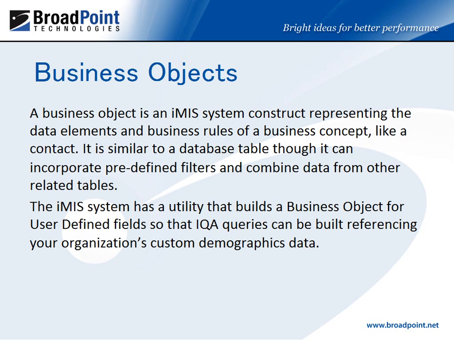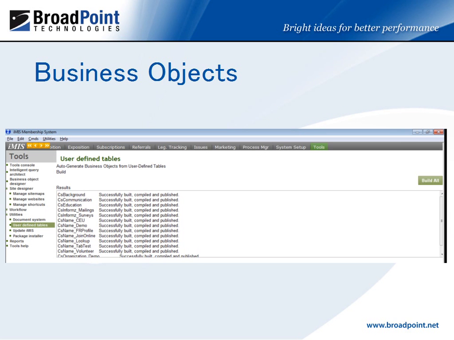Another component to the business objects, and I just pulled a screenshot here of the tool, the utility that's used within the iMIS application. iMIS, of course, has the ability to have a variety of user-defined fields that can be created based upon your particular business organization's requirements. So there is a mechanism that allows for these user-defined tables to be converted, or to have a business object created, so that you can query against your user-defined tables through these business objects. So essentially, through our tools, we select our utilities and user-defined tables and just click the Build All button.